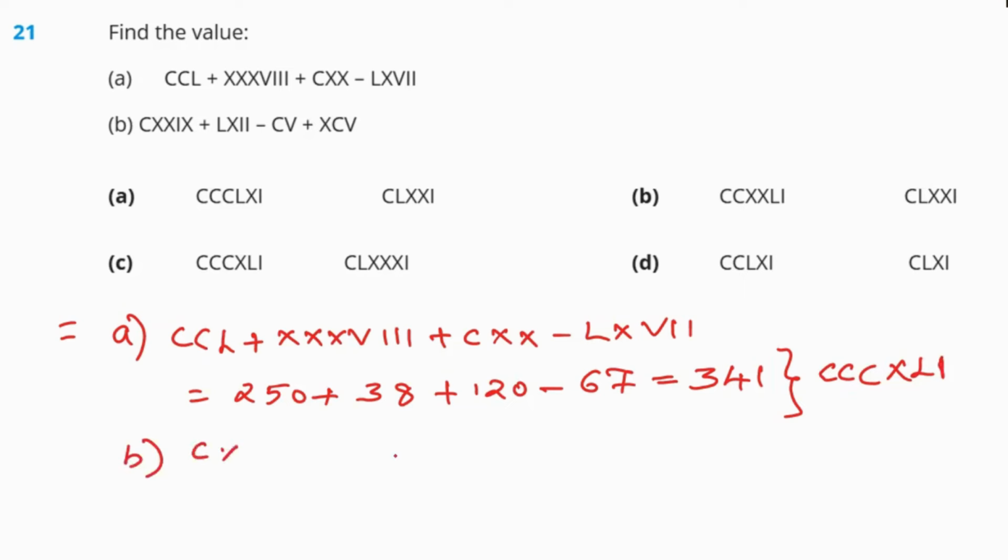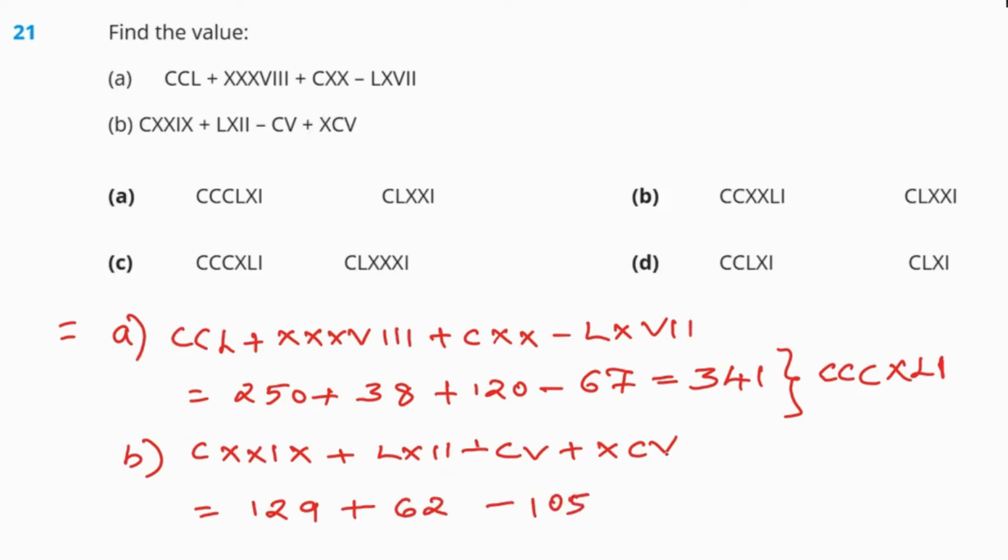Next, CXXIX plus LXII minus CV plus XCV. In this case, CXXIX is 129, plus LXII, that is 60 and 2, so 62, minus 105, plus XC is 90 and V is 5, so 95. When we do this, we get 181.